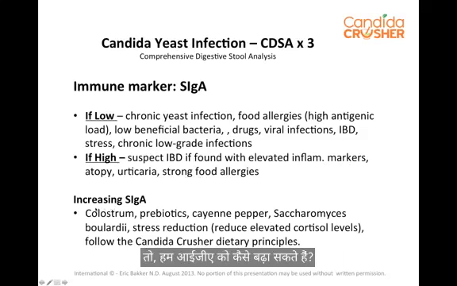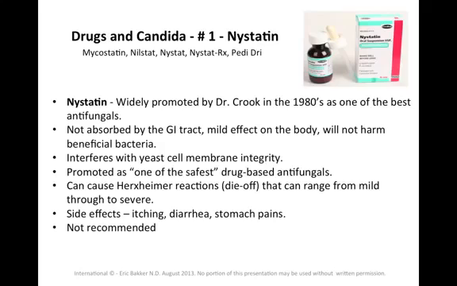So how do we boost IgA? Well, colostrum is quite good. Prebiotics, certain types of fibers, cayenne pepper, Saccharomyces boulardii, which is a beneficial yeast, which you can have with candida. Don't confuse this with candida yeast infection. Reducing elevated cortisol when a person's stressed is very important to increase IgA.